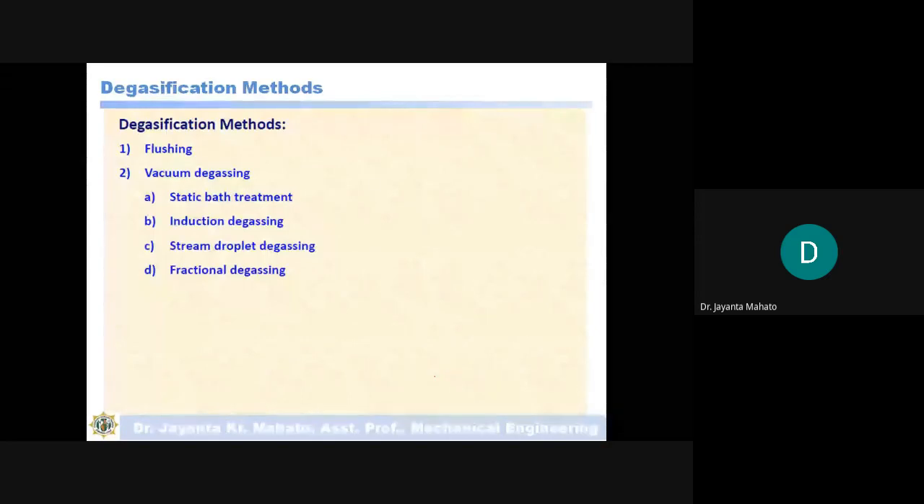So there are different methods of degasification. I mean, there are different categories. The first one is flushing. The second method is vacuum degassing. Vacuum degassing can be done by four different methods. One is static bath treatment. Another is induction degassing. Third is stream droplet degassing. Fourth is fractional degassing.